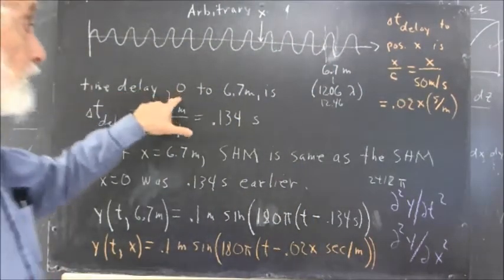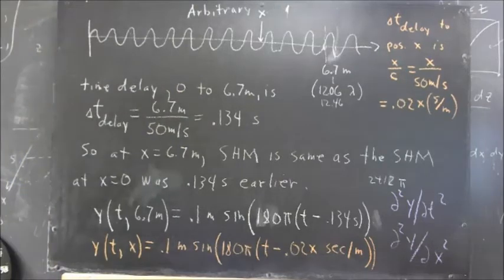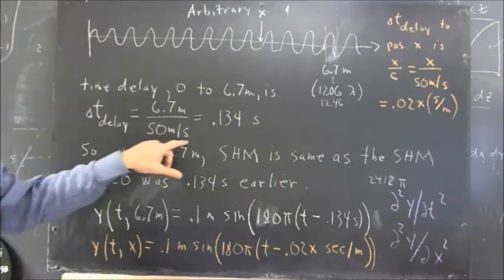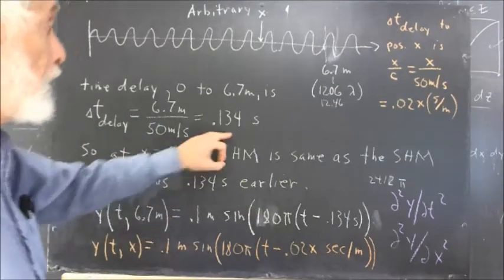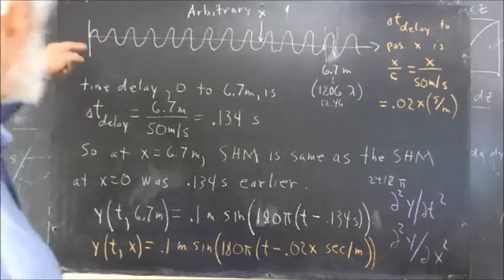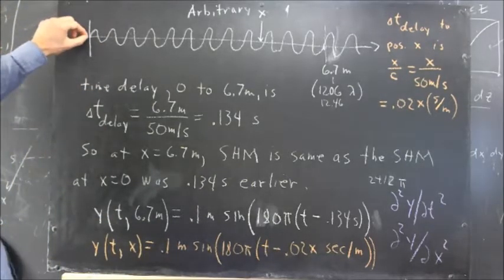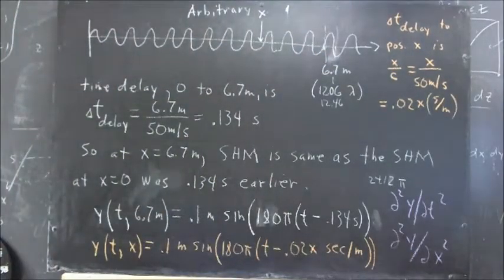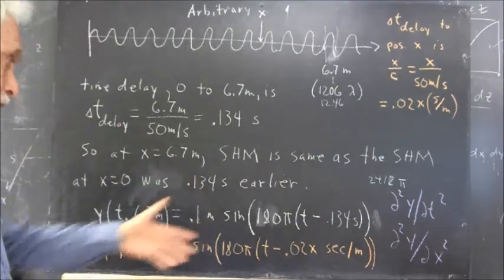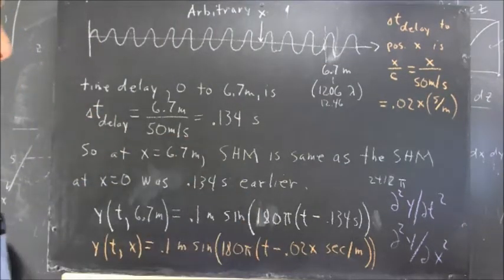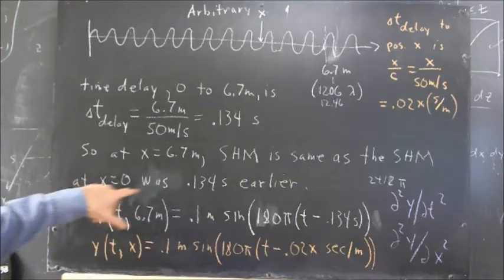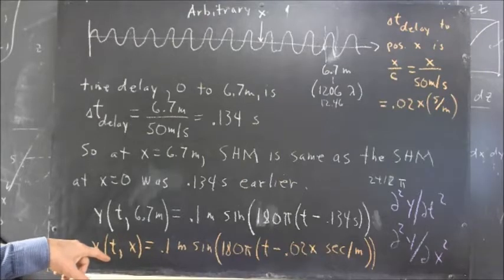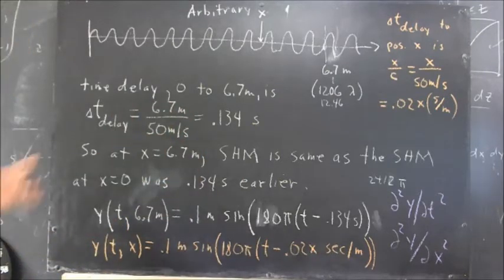The time delay from 0 to 6.7 meters is what? It's the time delay of 6.7 meters divided by the propagation velocity of 50 meters per second, 0.134 seconds. So it takes 0.134 seconds for whatever's happening here to be repeated here at the 6.7 meter point. Now, said again, at x equals 6.7 meters, the simple harmonic motion is the same as it was at x equals 0. And you can translate that statement as you wish.